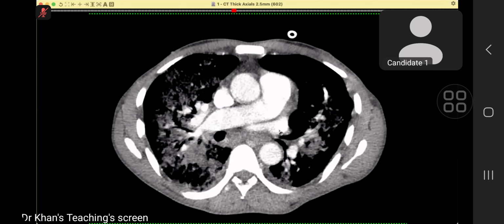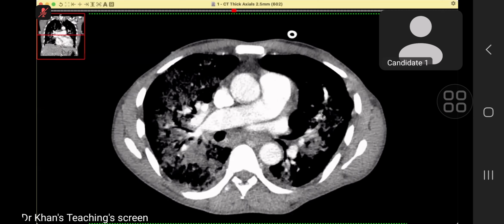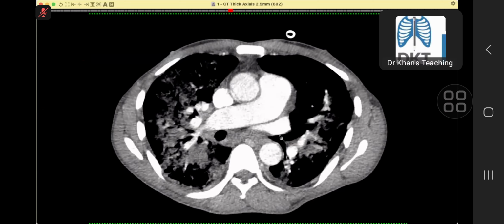I'm looking for any pulmonary embolism in the branches. Don't worry about PE. There was no PE. Please continue.